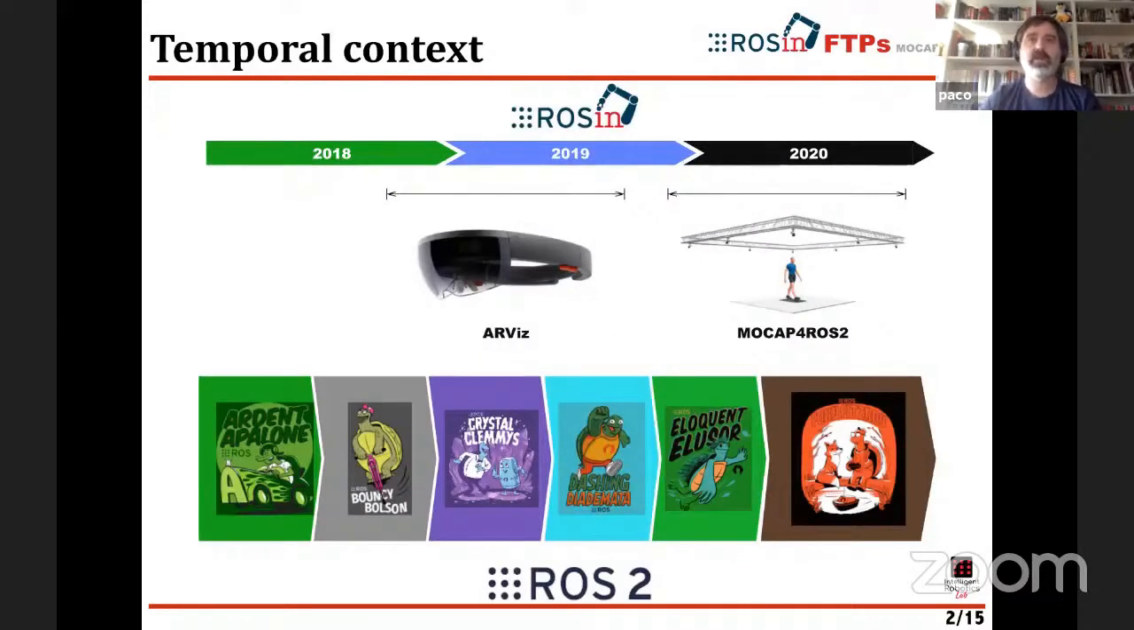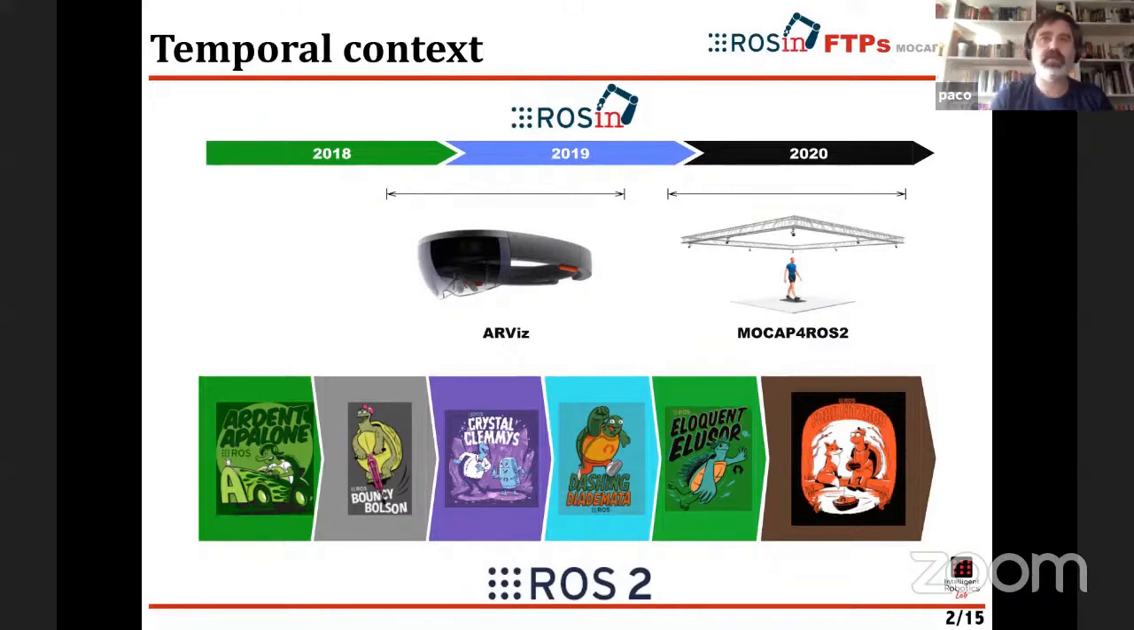As we said in the first slide, we carried out our project in ROS-II. The maturity of ROS-II has had a significant impact on the development of our FTPs. The ARViz project begins in September 18 and ends in September 19. This project started with Bouncy Bolson and was developed at Crystal Clemmys. These two distributions require compilation by sources, and ROS-II had not yet stabilized many of its features. Take into account that Dashing Diademata was the first version of ROS-II to be distributed in packages.